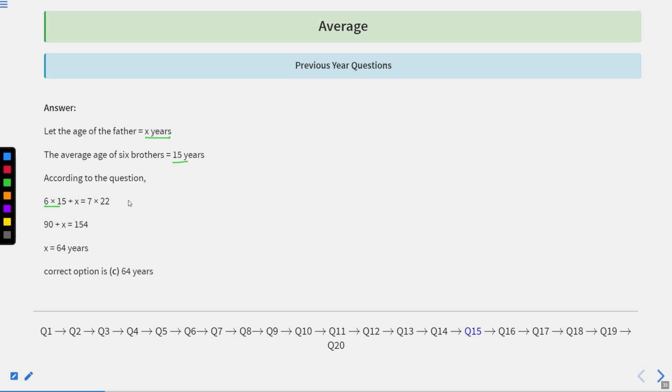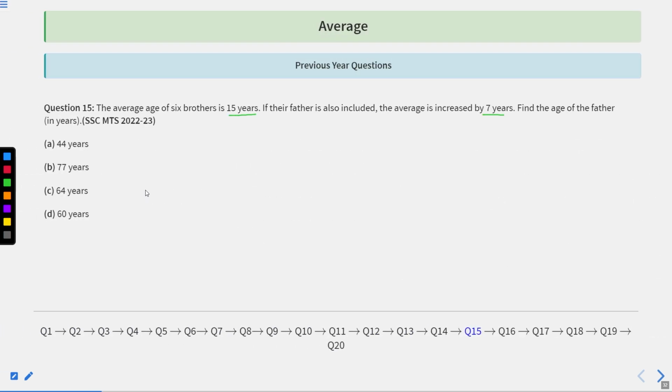This is a similar question that we have studied in the previous part of the average lecture. The formula that we are using is sum equals average into number of observations. So there are six brothers, and 15 is their average. So 6 into 15 gives their total years, and adding x gives you the sum of years, including the father and all the six brothers. And 7 is the total number of people.